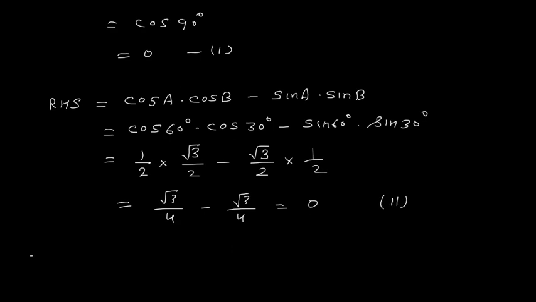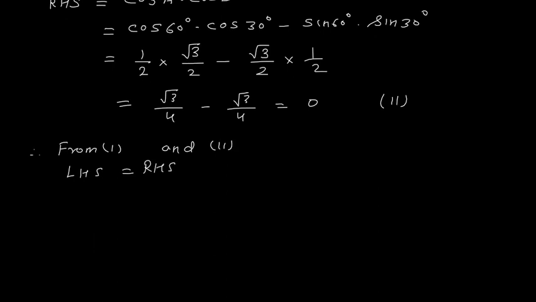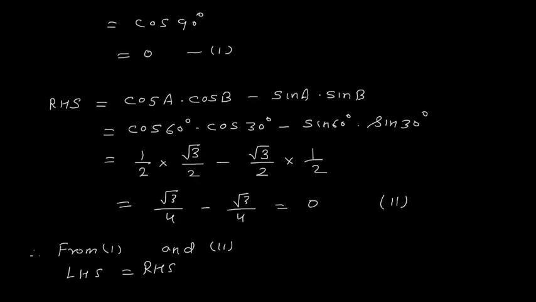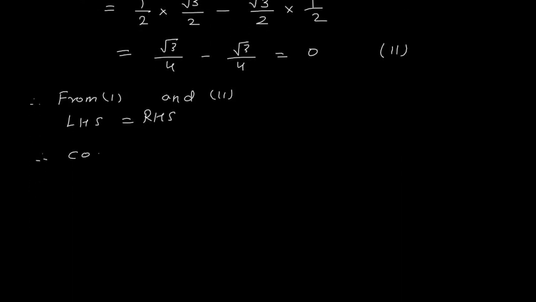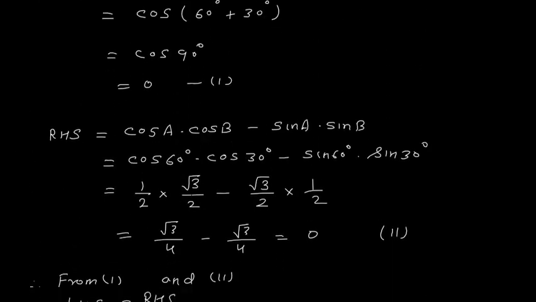So therefore you will say that from 1 and 2, LHS is equal to RHS. Therefore we have cos A plus B equal to cos A into cos B minus sin A into sin B. Yes, okay. Next problem.